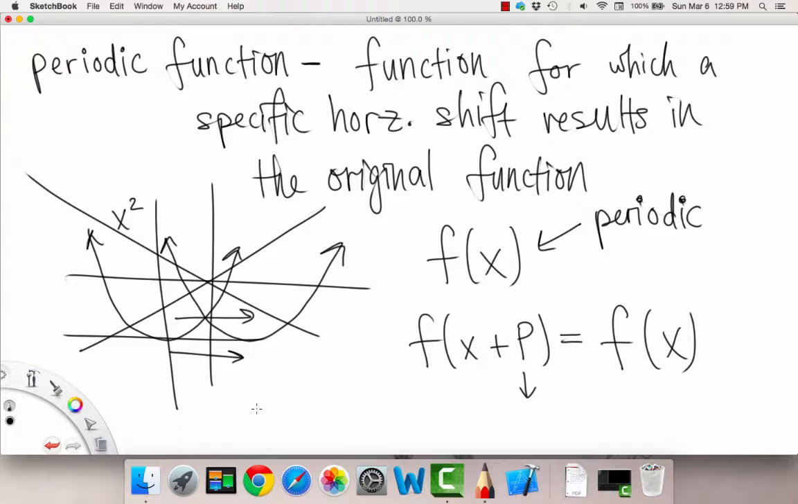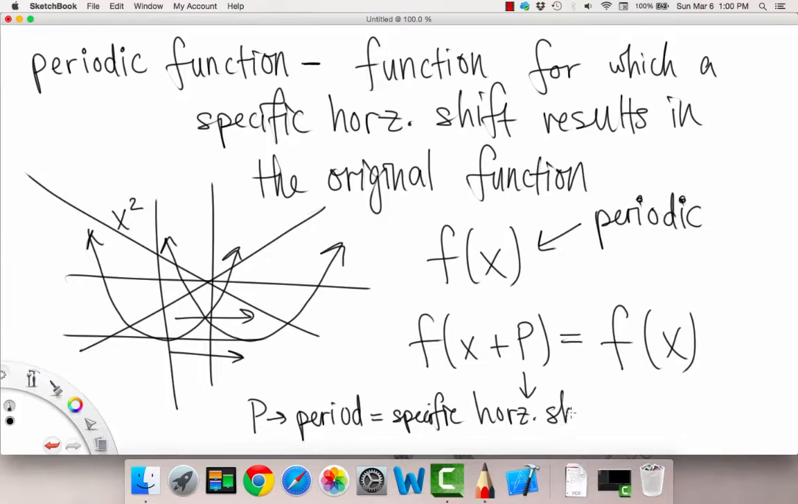The p here represents our period, hence the name periodic function. So this is the period, the specific horizontal shift by which this is true. It's a constant for any given periodic function. It doesn't change.